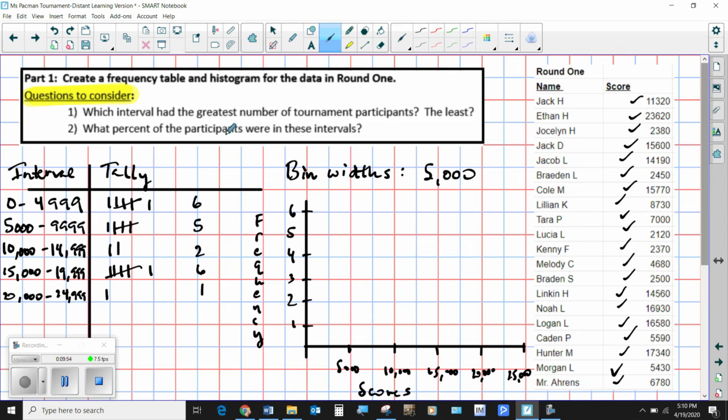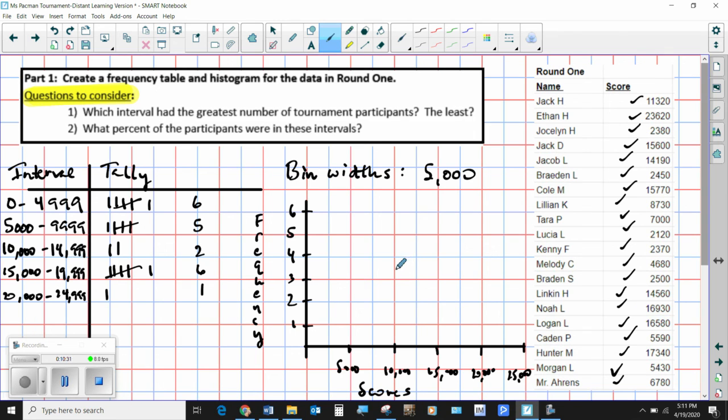So go ahead and do that, and then think about which interval had the greatest number of participants, which one had the least. I think you can look at the frequency table to figure that out. And then what percent of the participants were in each one of these intervals. So 6 out of 20, 5 out of 20, 2 out of 20. Just be aware of those questions and those answers. Look at the histogram to see if you can get an idea of what the median score might be, or the mean score, by looking at how your histogram looks. Just think of those things.